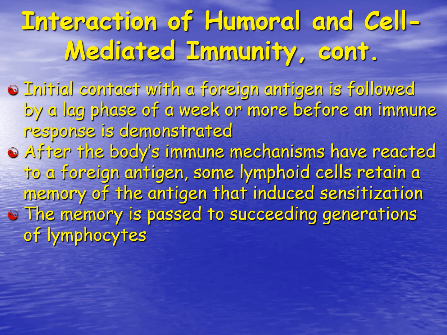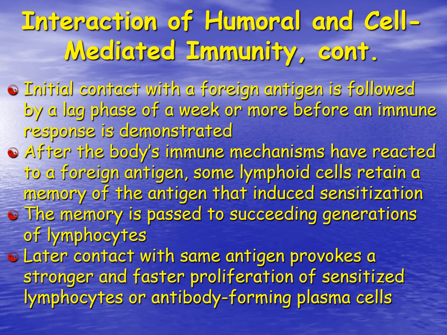The memory is actually passed to succeeding generations of these B and T memory cells so that we actually develop millions of these memory cells to this specific antigen. So later contact with that same antigen provokes a stronger and, more importantly, a faster proliferation of sensitized lymphocytes and antibody-forming plasma cells.